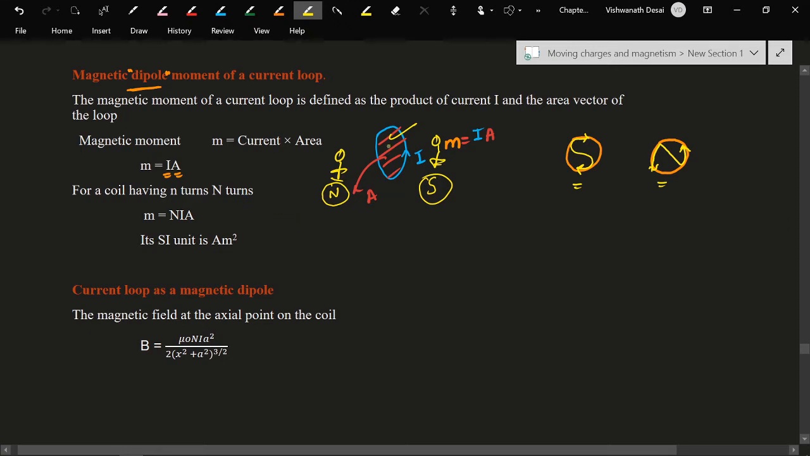Suppose there are n number of turns, not only a single turn. Then the magnetic dipole moment M is equal to NIA, and its SI unit is ampere meter square.